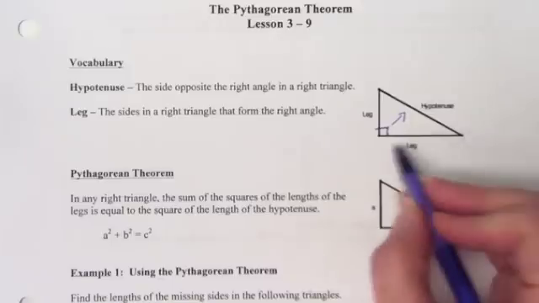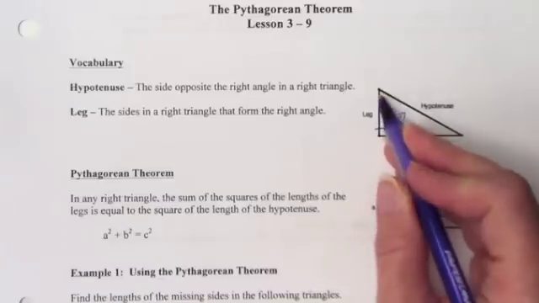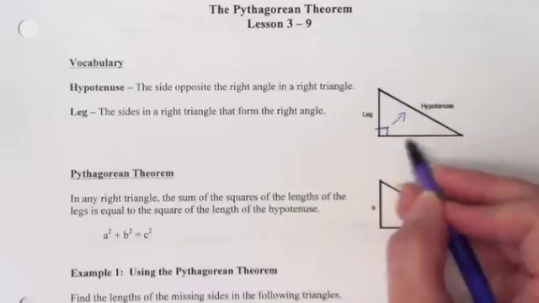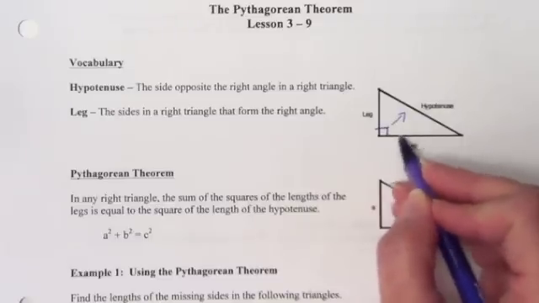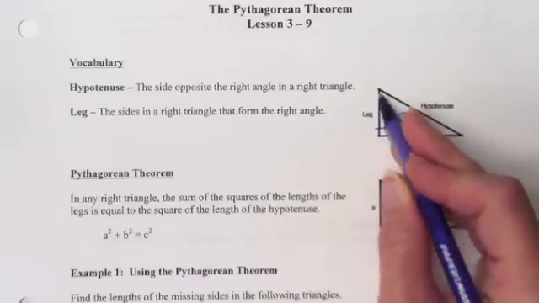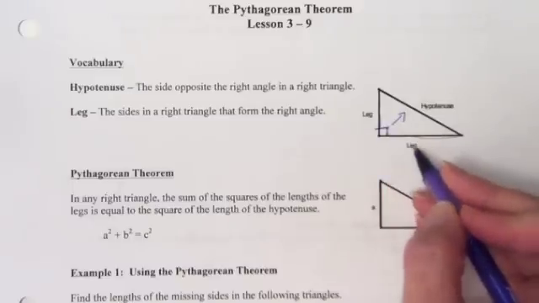The other two sides that the right angle forms are called the legs. These are the sides that are made up from the right angle. Those are the legs of your triangle.